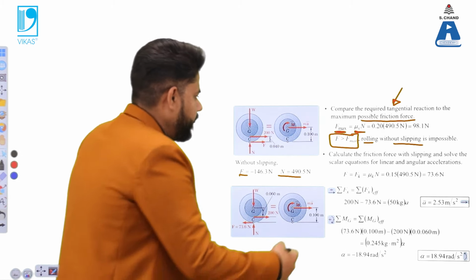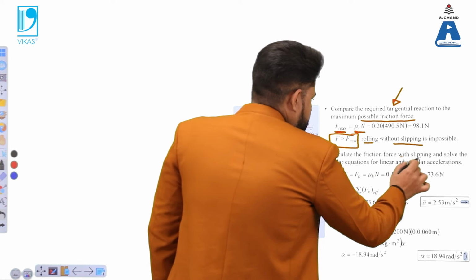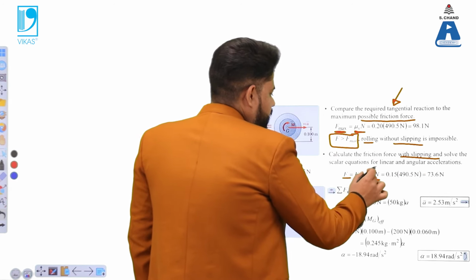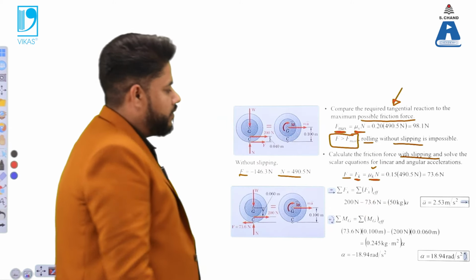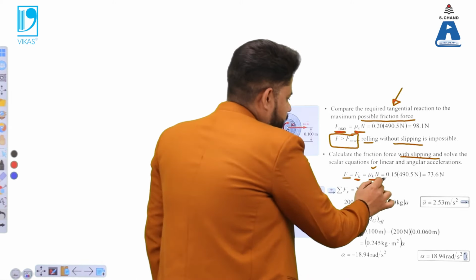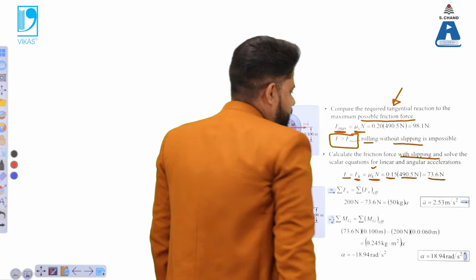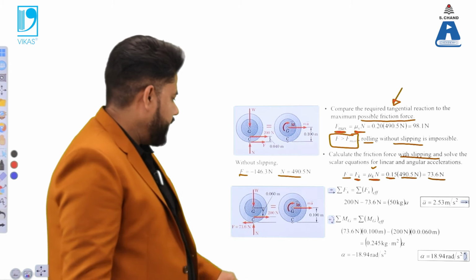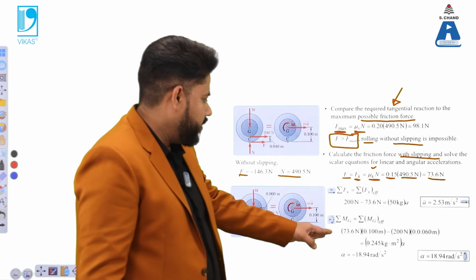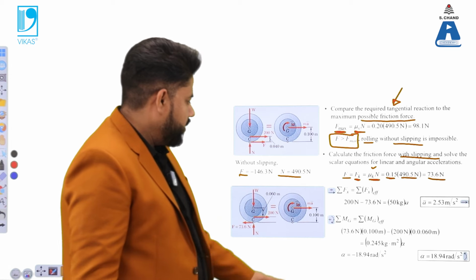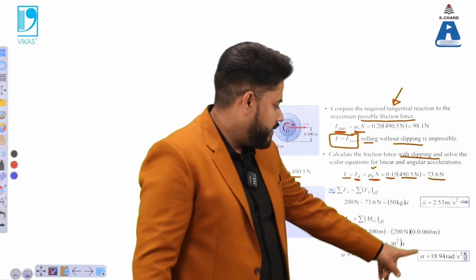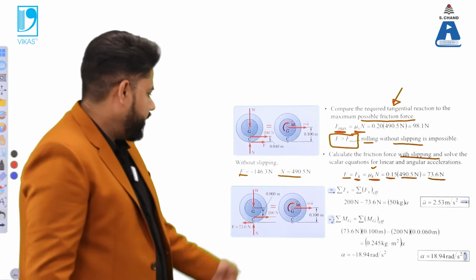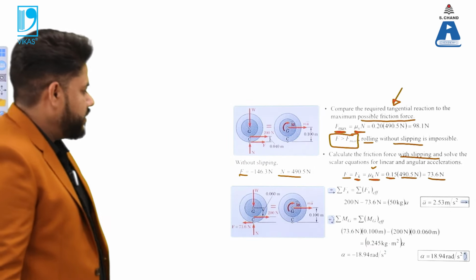And thirdly, this calculation is with slippage. With slippage, f equals mu k into n. Both the values, mu k and mu s, were there with us. So 0.15 into this value, 73.1.6 Newton is the final result. And lastly, we'll substitute the sum of all the forces equal to 0 and moments equal to 0, to get the final expressions of this acceleration and alpha value. So we can get these values by substituting the results.